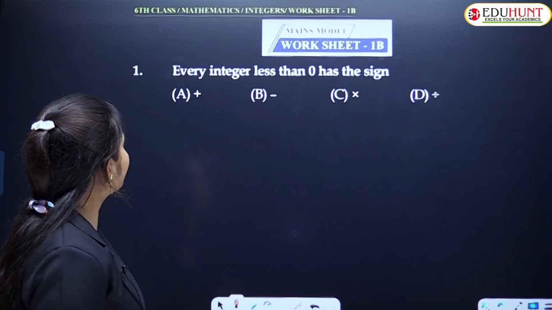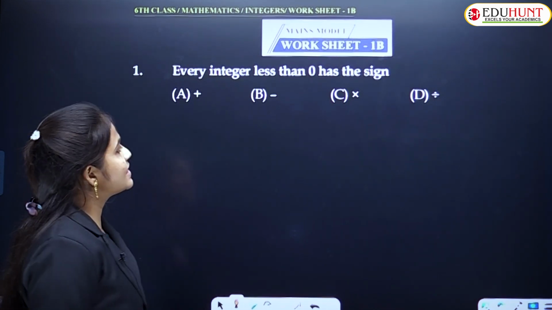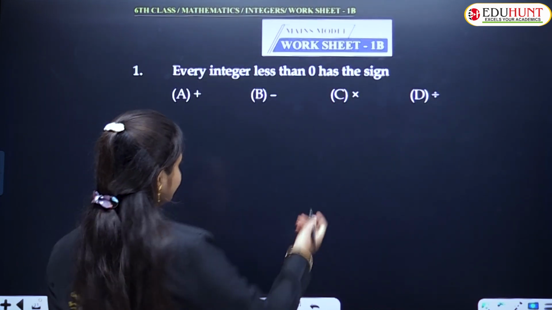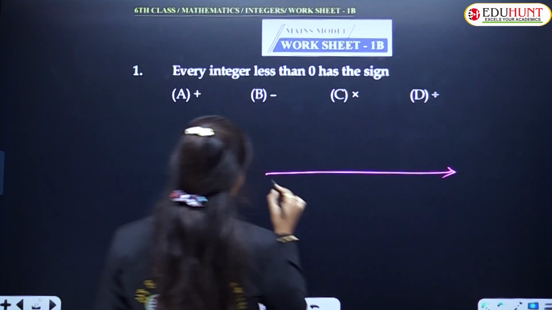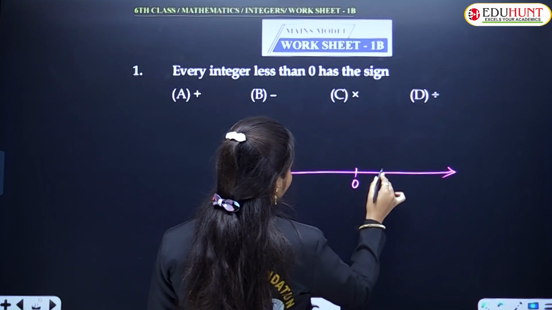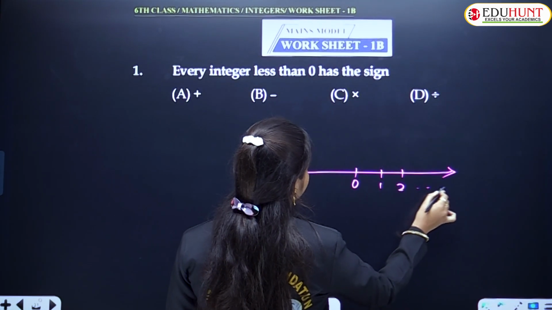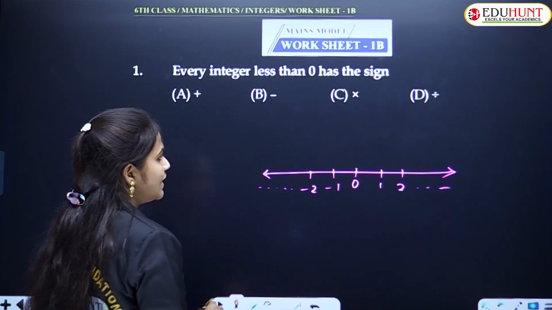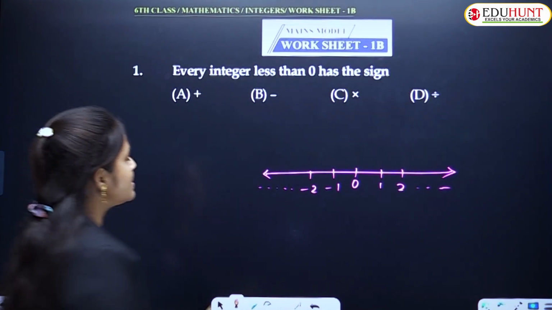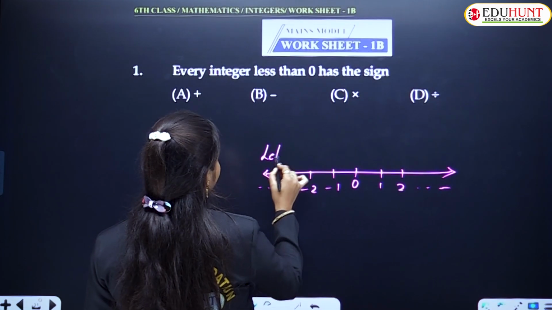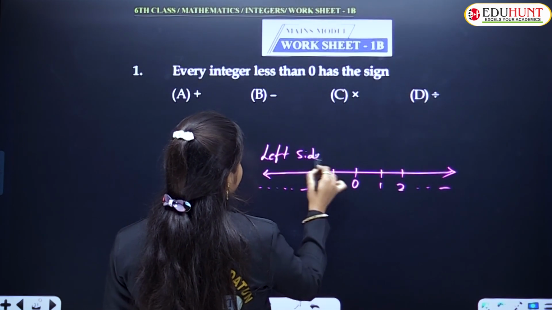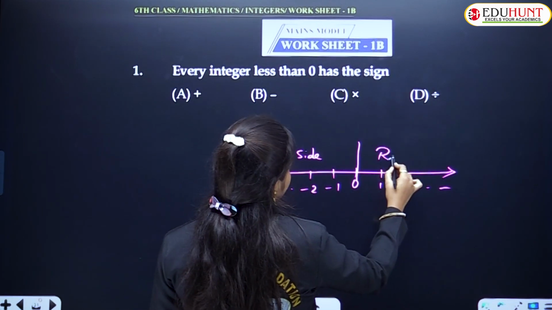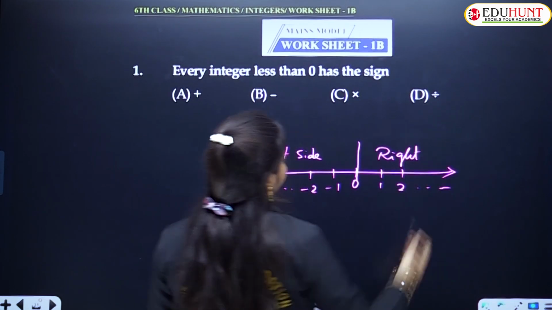Okay, let us see what the first question is. Every integer less than 0 has the sign, on the number line. This is 0, 1, 2 and so on. This is -1, -2 and so on. Right, and this is the left side and that is the right side. Left side of 0 and here is the right side of 0.